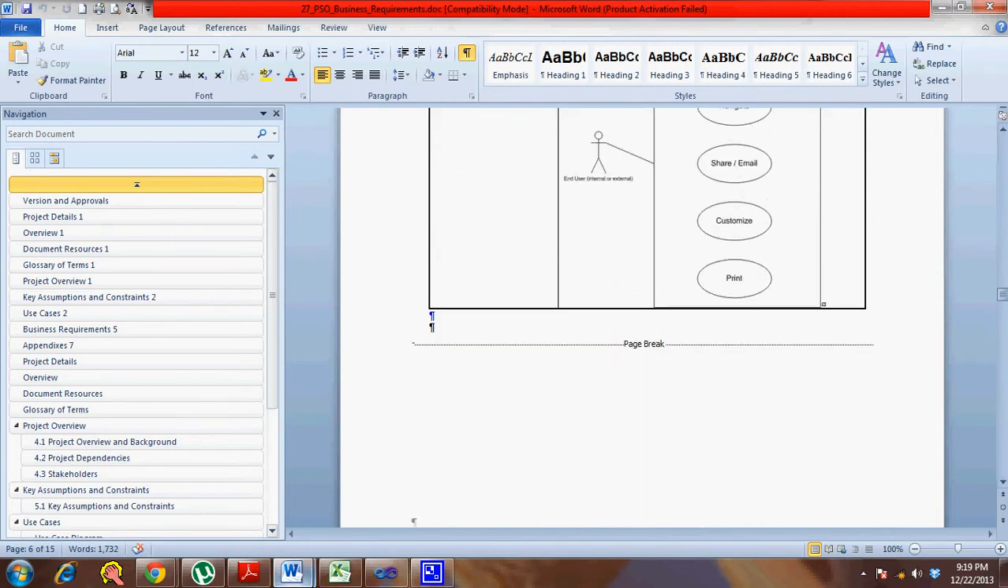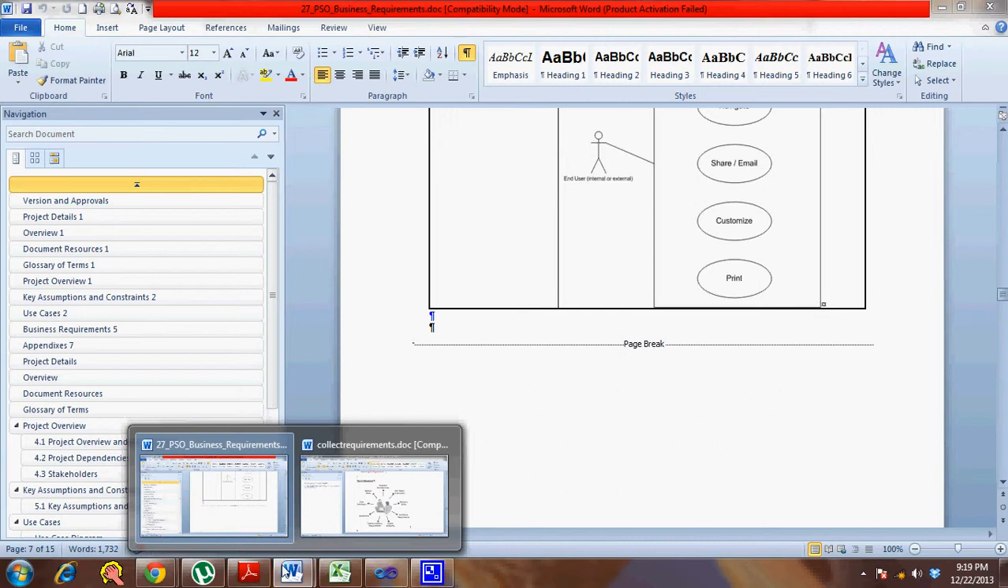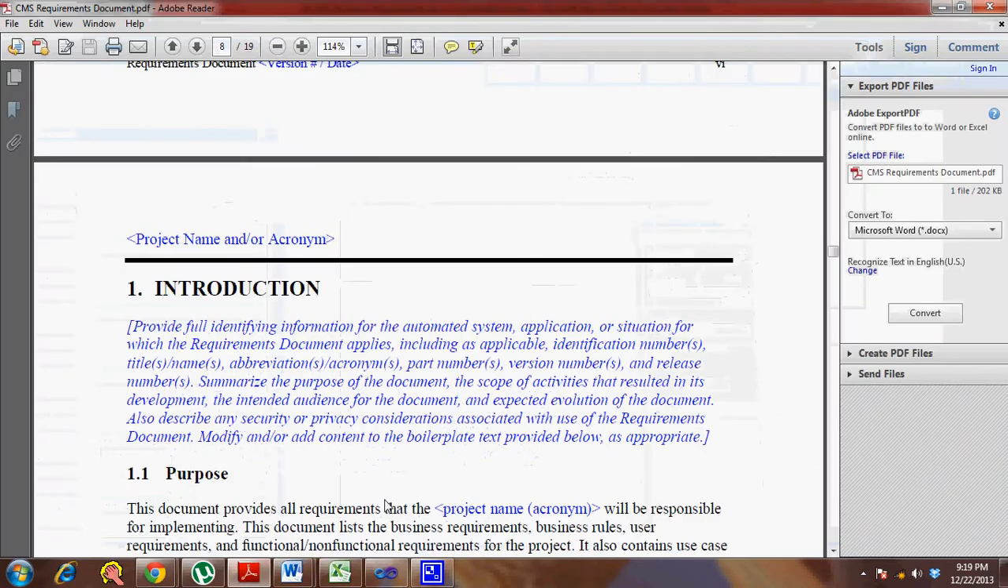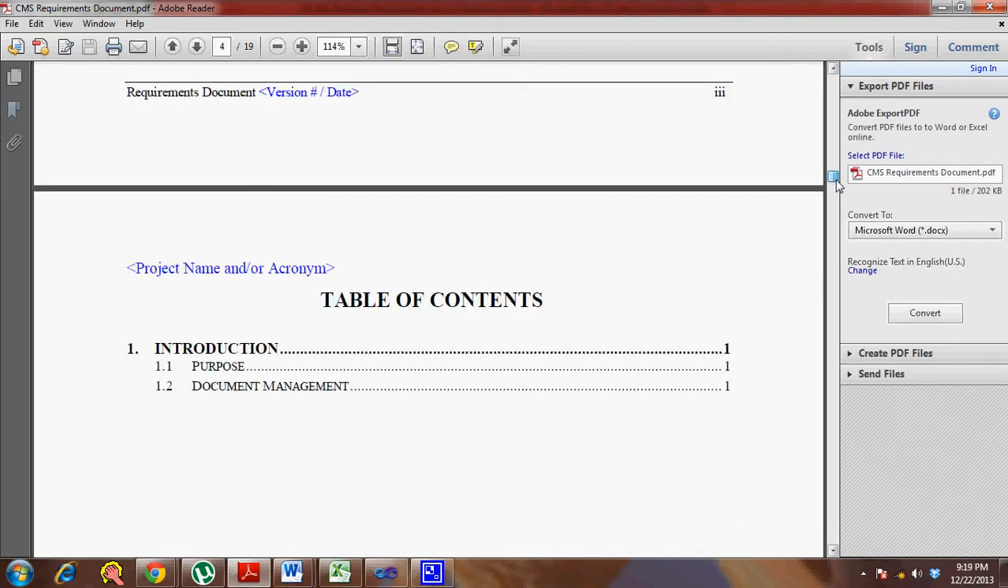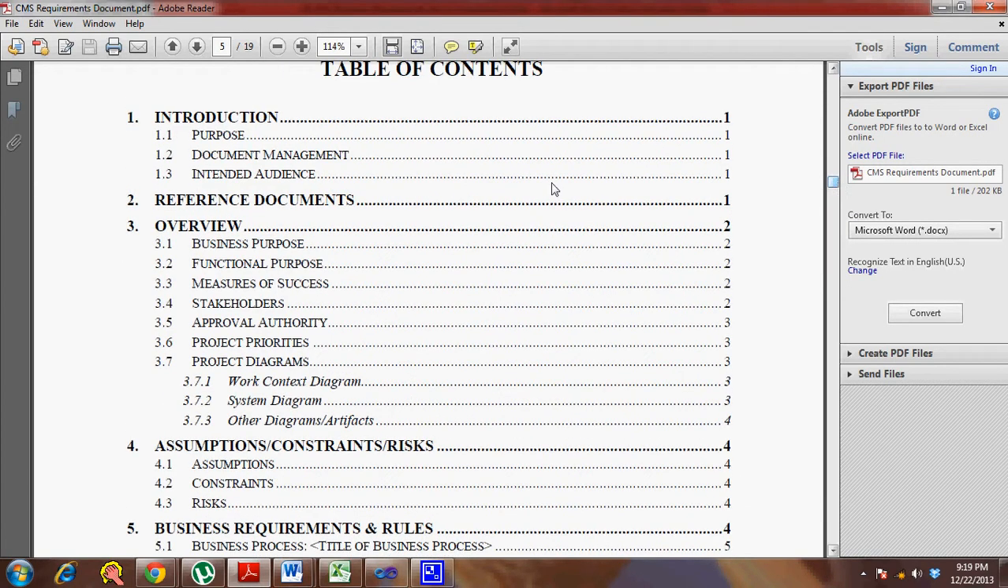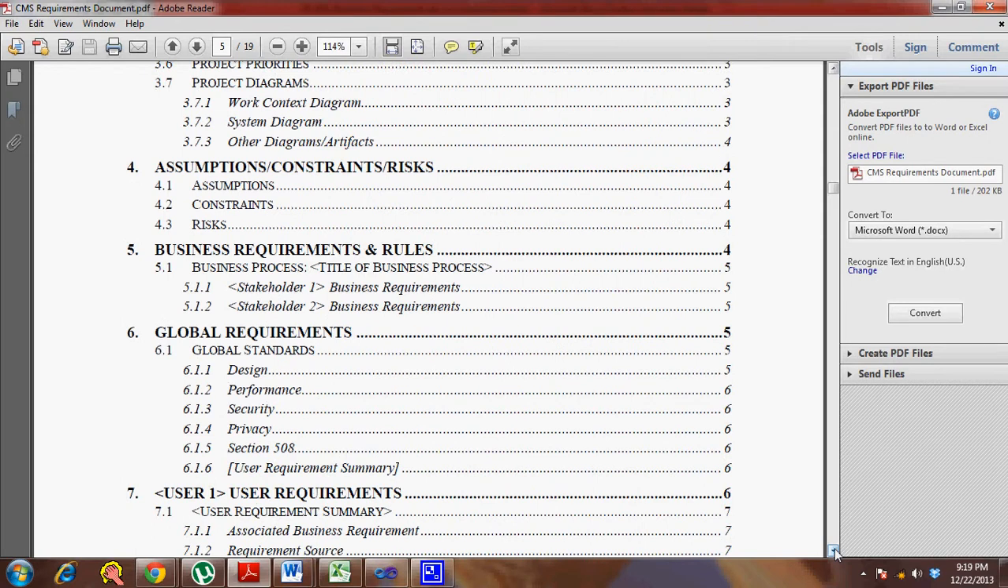You have one more requirement documentation format here. So the table of contents here covers the business purpose, functional purpose, measure of success, the key success criteria, stakeholders, approval authority, project priorities, project diagrams, work context diagram, system diagram, assumptions, business requirements.